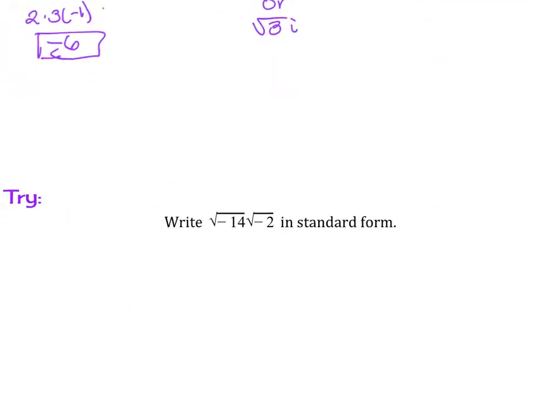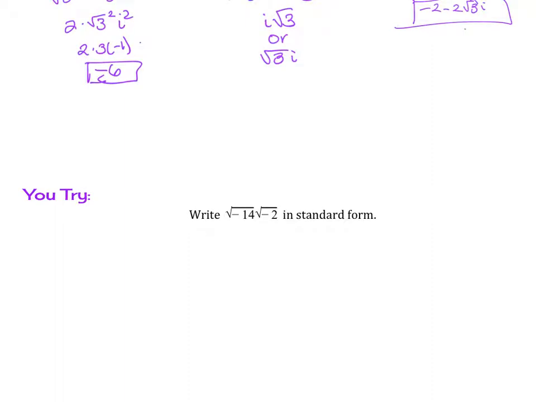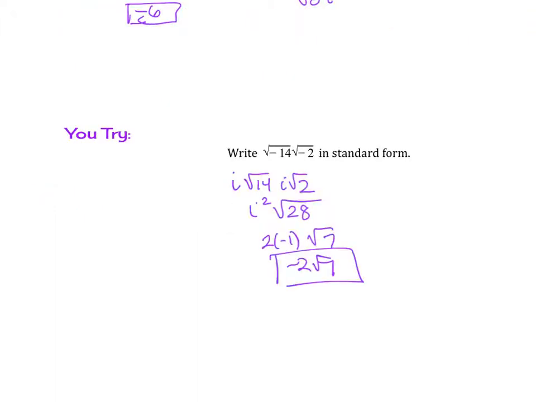So I want you to try this bottom example here. Write -14 times square root of -2 in standard form. Pause the video and I'll have the answer when you come right back. So if you try this out, you could just factor out the i for both and then multiply that through. We could do that as well in that other example. And then the i squared becomes a -1 in the front. Then the 28, that simplifies to square root of 7 times 4, so that comes out. So the final answer is -2 root 7.